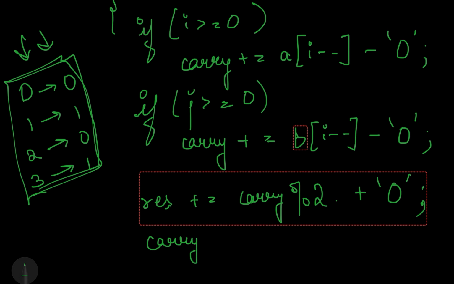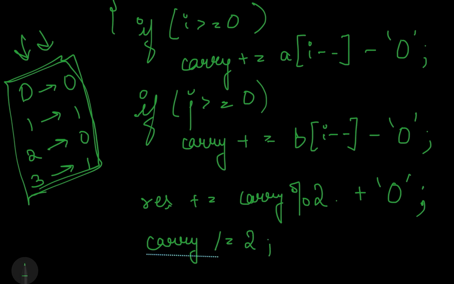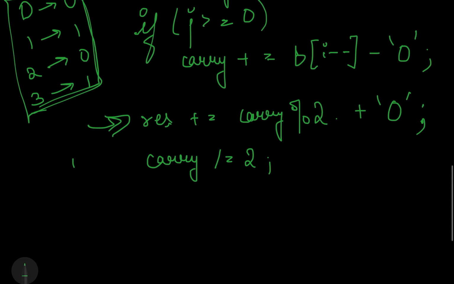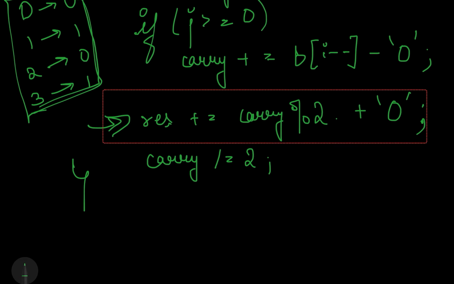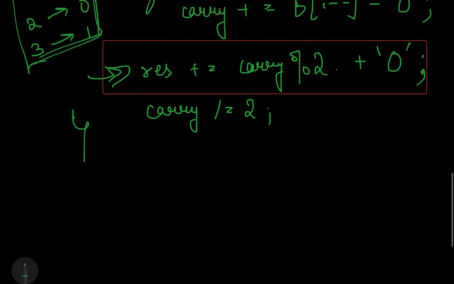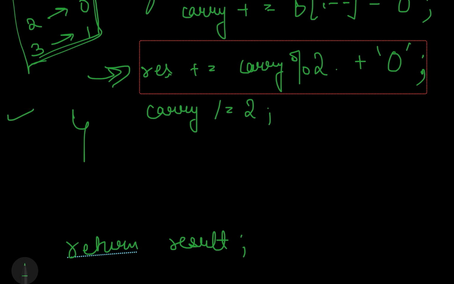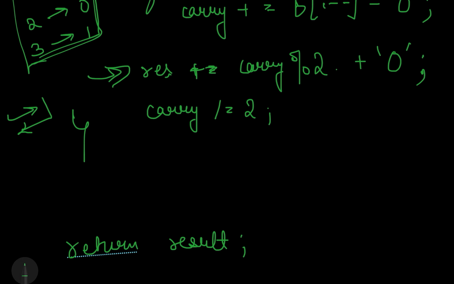And at last we'll do carry divided by 2. Why are we dividing by 2? To update our carry as well, because our carry has been consumed in this statement. And then simply we'll get our answer in the result. But the answer we'll get in our result would be from left to right, so we have to reverse it.